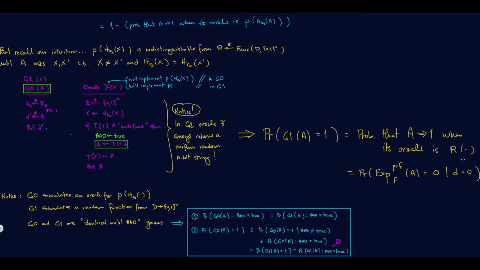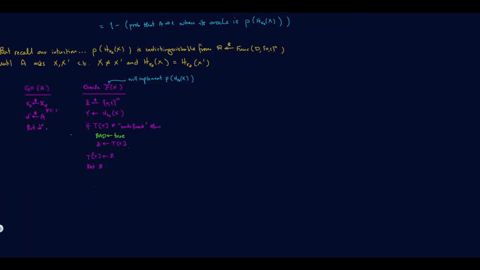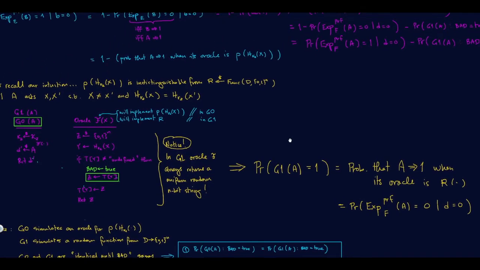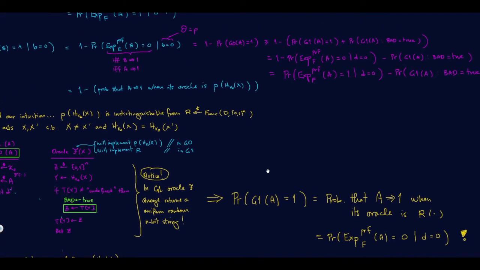The probability that A outputs 1 when its oracle is this, but we just argued that this is exactly this. Thus, the probability that in game G1 A outputs 1, that's exactly this probability. And that's awesome, because we're going to start being able to now work this into our derivation. So let's see where this is going. There we go. Okay, so let's take this that we just established and scoot up a bit here.